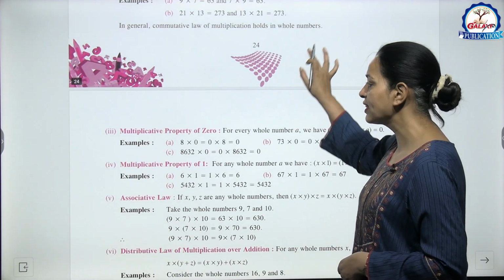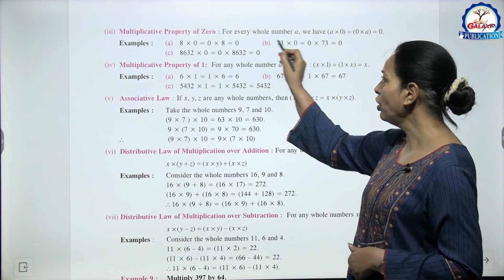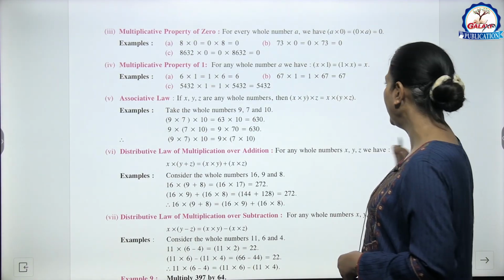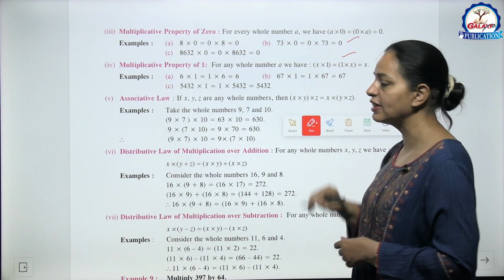Okay. Now the next is multiplicative property of 0. For every whole number a, we have a into 0 equals 0 into a, that is 0.